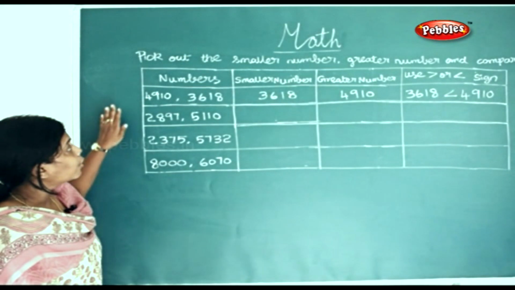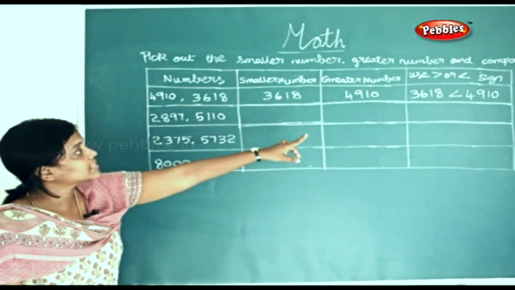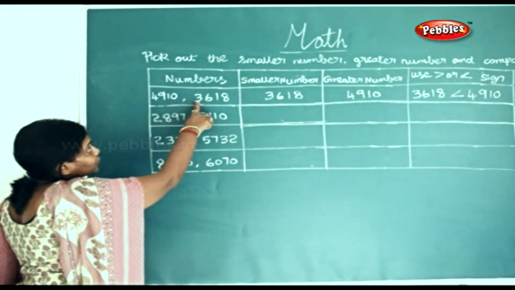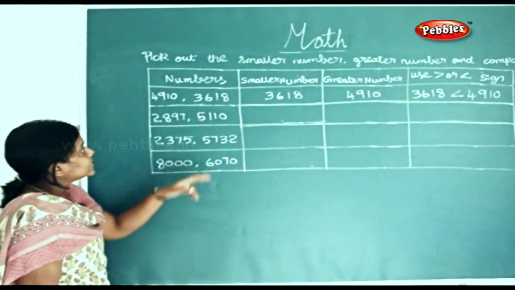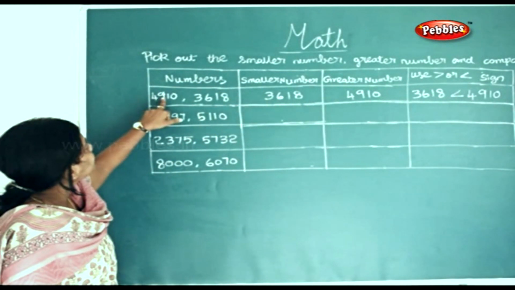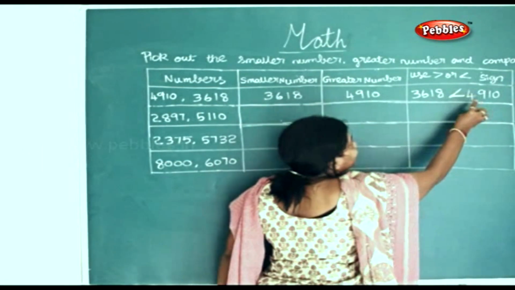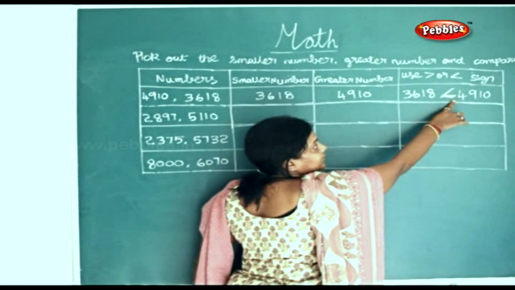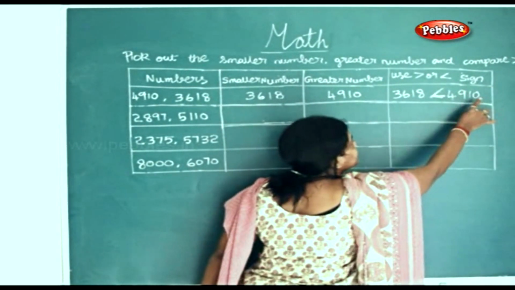Now we will pick out the smaller number and greater number and compare them using the signs given there. Now the numbers 4910 and 3618. The smaller number is 3618 and the greater number is 4910. So this is greater. For the greater, the mouth goes big since it's greater. So 3618 is smaller than 4910.